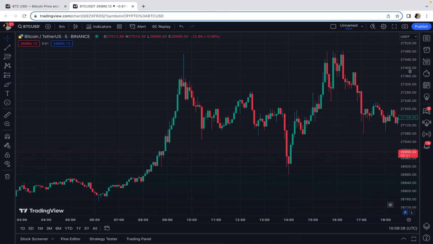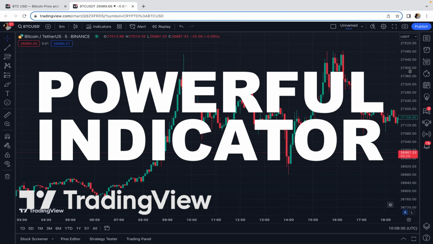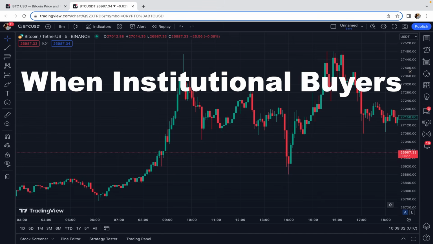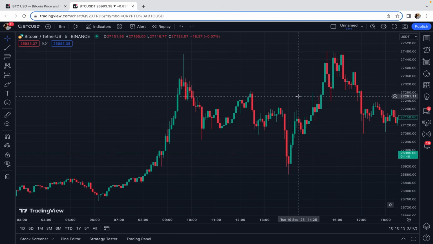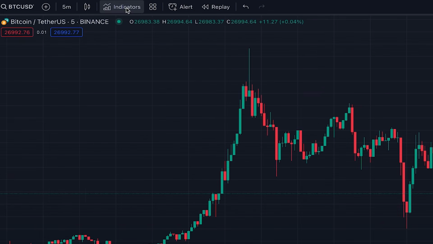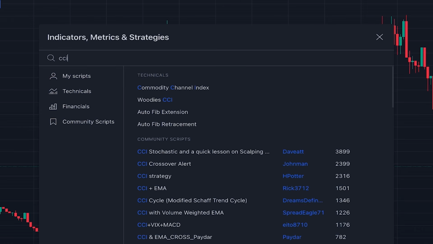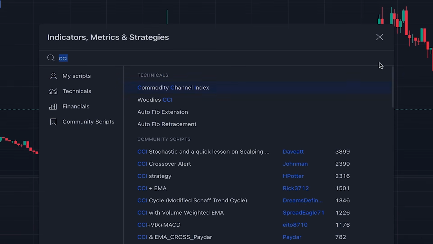In today's video, I want to introduce a powerful indicator on TradingView that helps you to know when institutional buyers enter or exit the market. Definitely you have encountered this situation when your indicator shows overbought condition. For example, you have RSI, stochastic RSI, CCI, or whatever that shows overbought, oversold condition in the market.